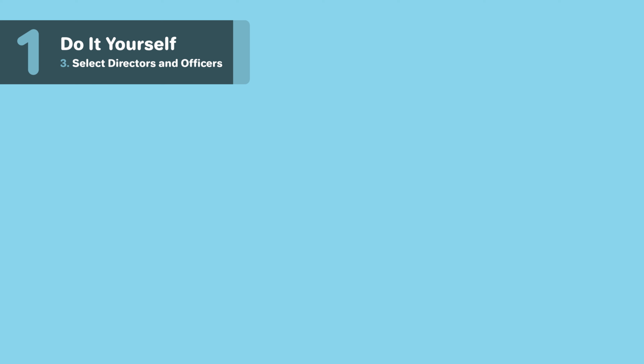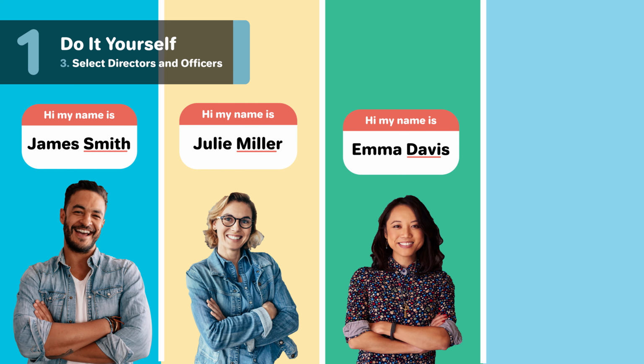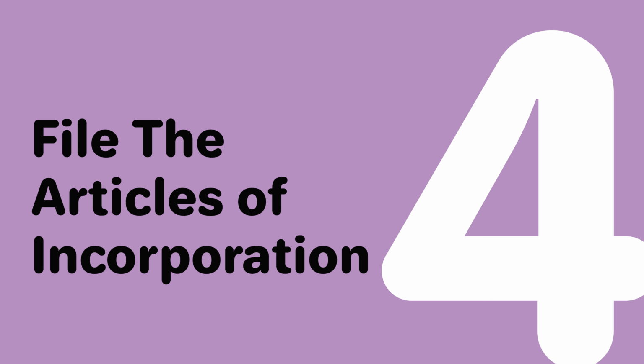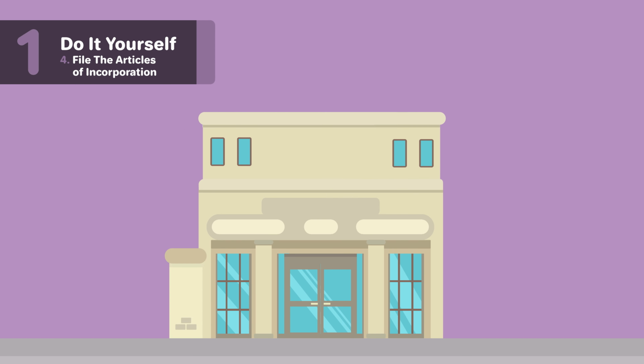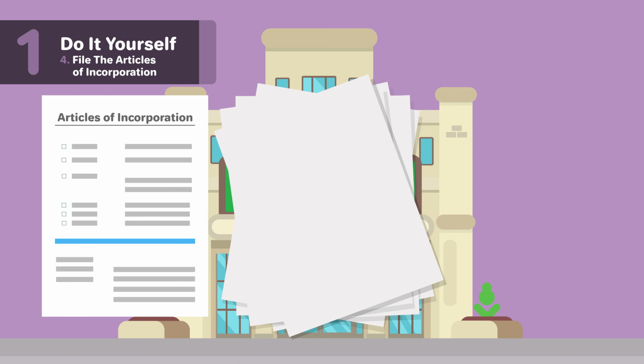If your organization plans to apply for 501c3 status for federal tax exemptions, it must elect at least 3 directors not related to each other, a president, a secretary, and a treasurer. 4. File the Articles of Incorporation. To form a nonprofit corporation, you will need to file official papers with South Carolina. In South Carolina, this is called the Articles of Incorporation.